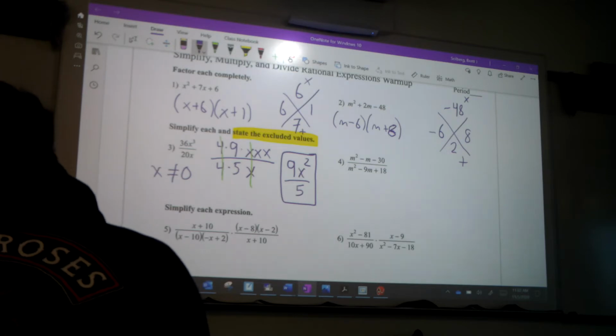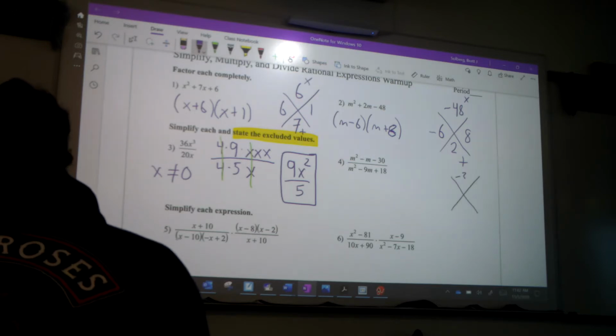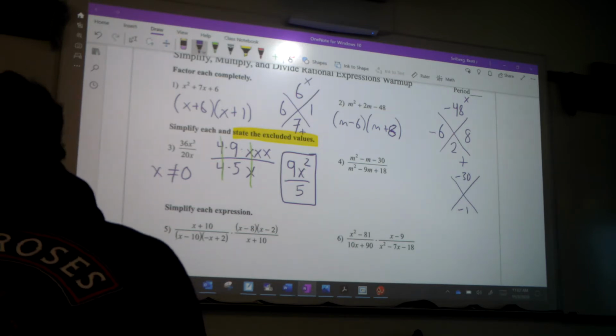Were you able to get that factored? Well, let's make your x here. What numbers multiply to 30, and we need them to add to negative 1? So what are some numbers that multiply to 30, Oscar?